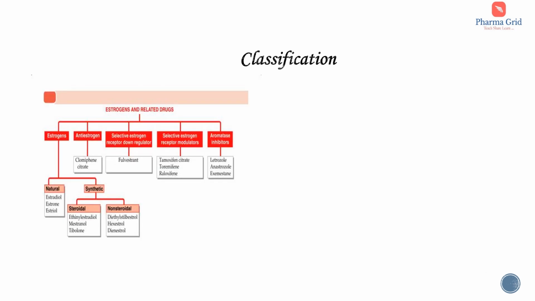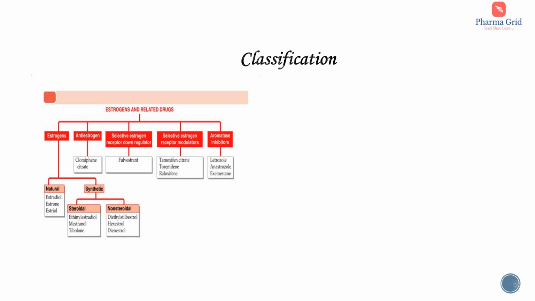So in this slide, we will discuss the classification of both estrogen as well as progesterone. Estrogens are subdivided into natural estrogens and synthetic estrogens. Natural estrogens include estradiol, estrone and estriol. Synthetic estrogens are further subdivided into steroidal and non-steroidal. Steroidal estrogen examples include ethinyl estradiol, mestrenol and tibolone. Non-steroidal estrogen examples are diethylstilbestrol, hexestrol and dienestrol.